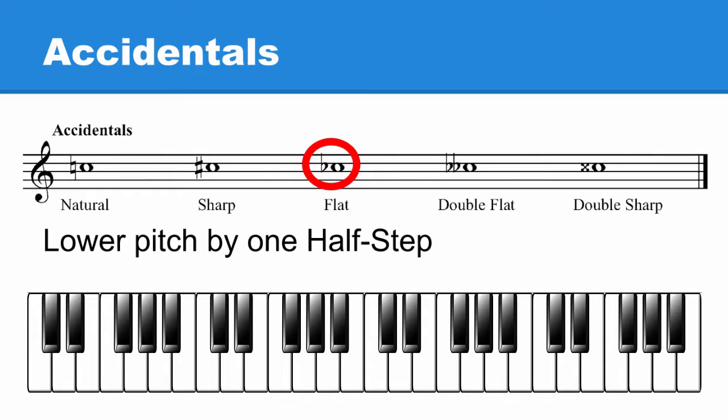A flat lowers the pitch by 1/2 step. So if we start on this C, we're going to lower that by 1/2 step. This would be a C flat.